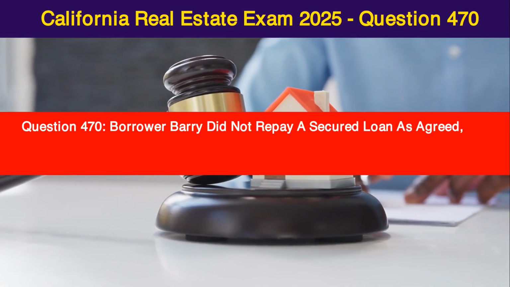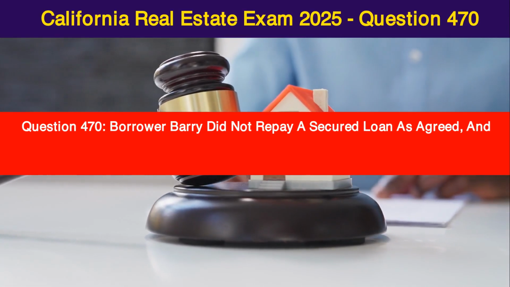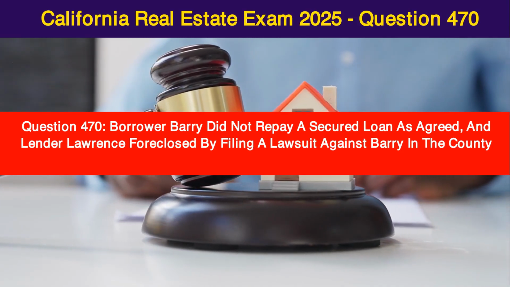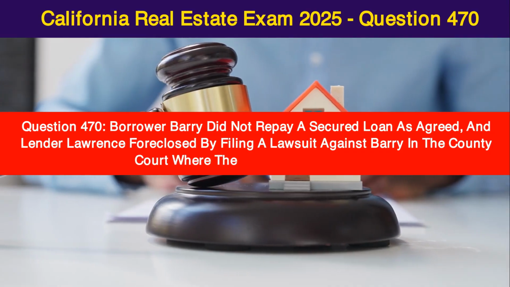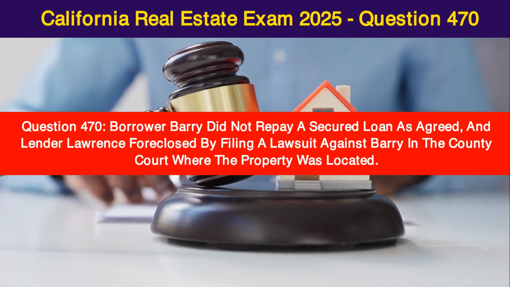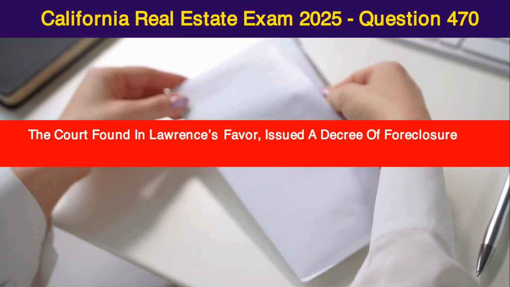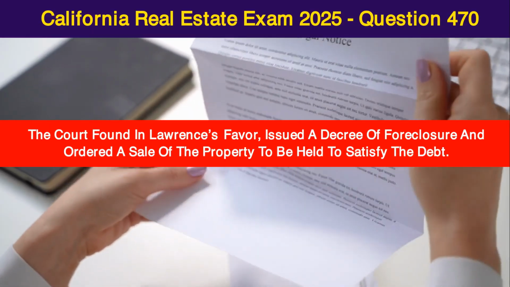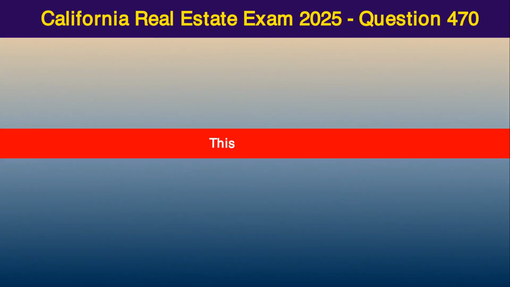Question 470. Borrower Barry did not repay a secured loan as agreed, and lender Lawrence foreclosed by filing a lawsuit against Barry in the county court where the property was located. The court found in Lawrence's favor, issued a decree of foreclosure and ordered a sale of the property to be held to satisfy the debt.